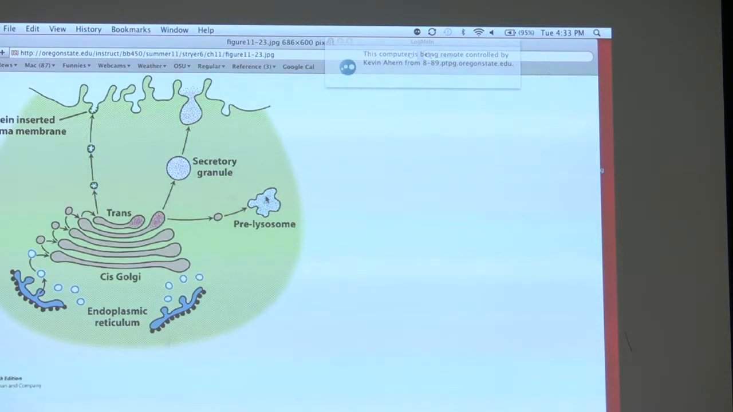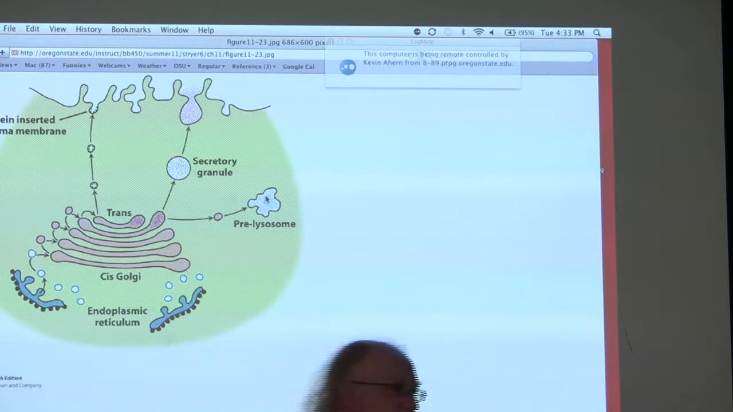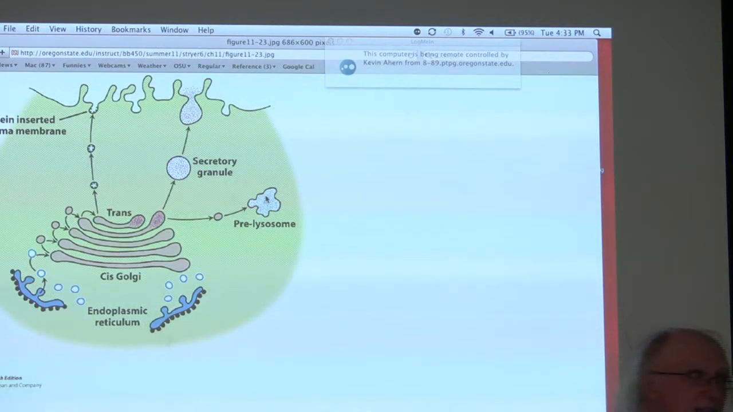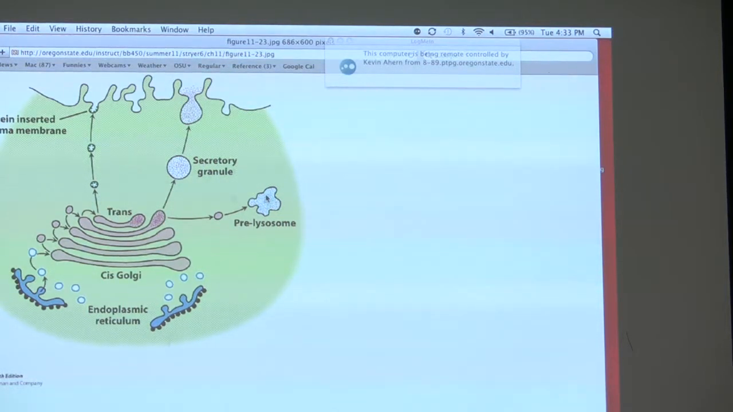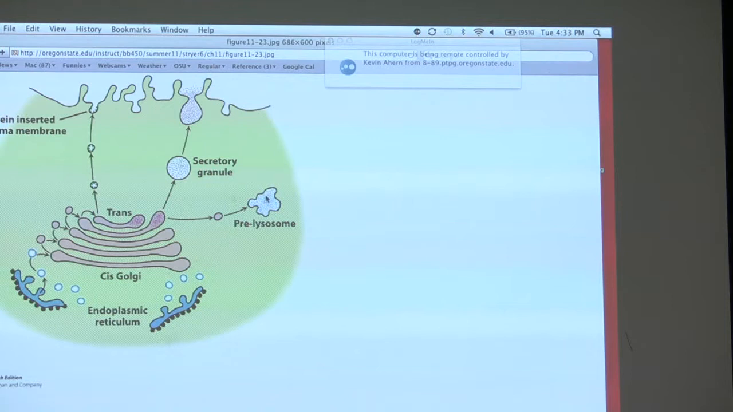All right? Lysosomes are very important in degrading things in the cell. The cell internalizes some nutrients and it needs to break them down. It may use the enzymes in the lysosome to do that. The lysosome is full of degradative enzymes.